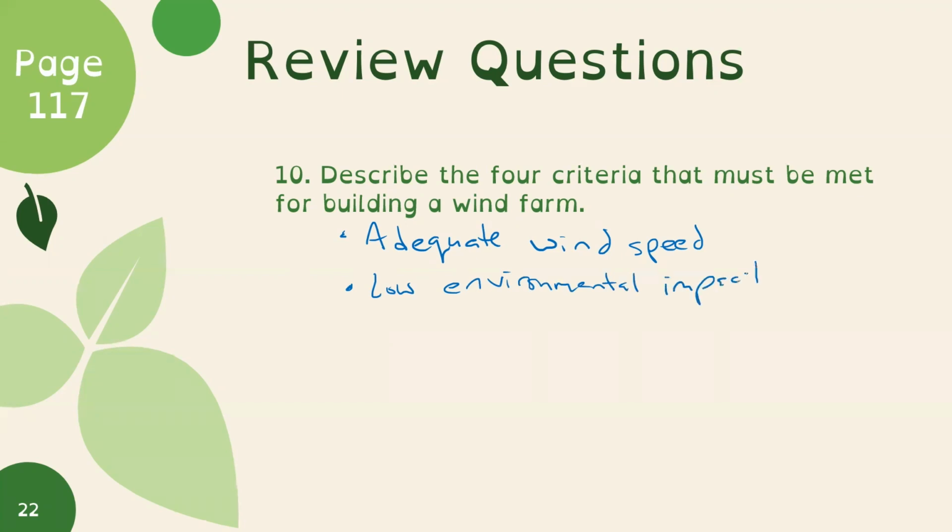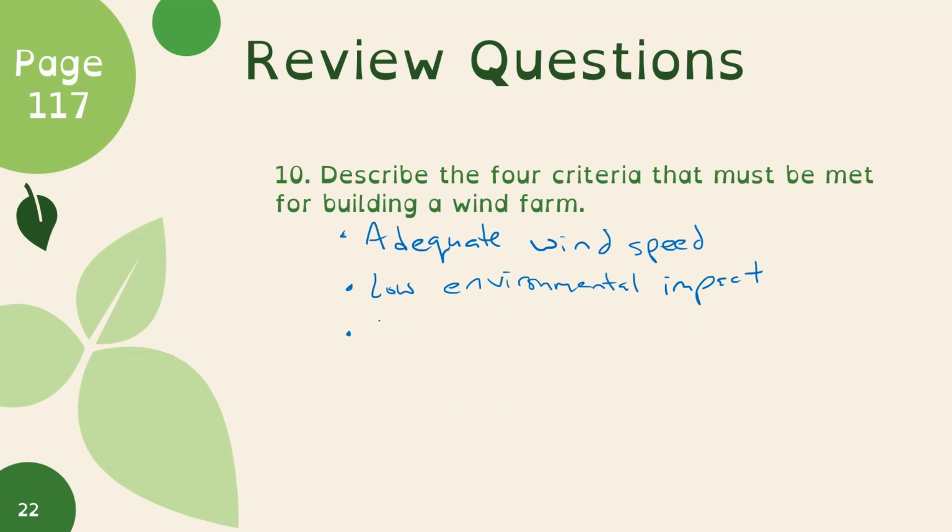So it can't disturb the migratory patterns of birds. It can't affect the natural environment. We can't be wiping out a whole bunch, like a big forest, in order to put in a wind farm. That's not okay. We need to be using something where it makes sense.